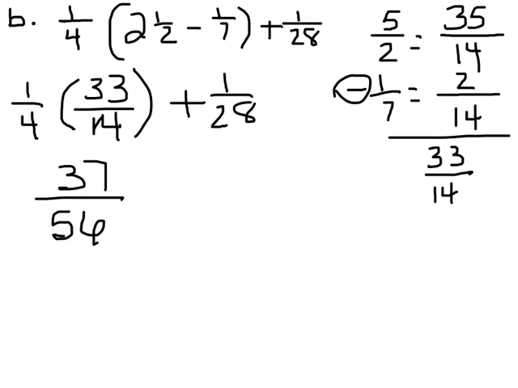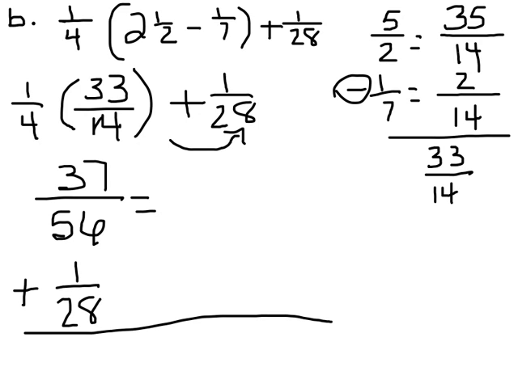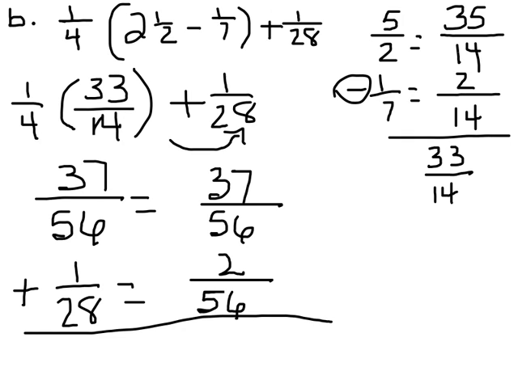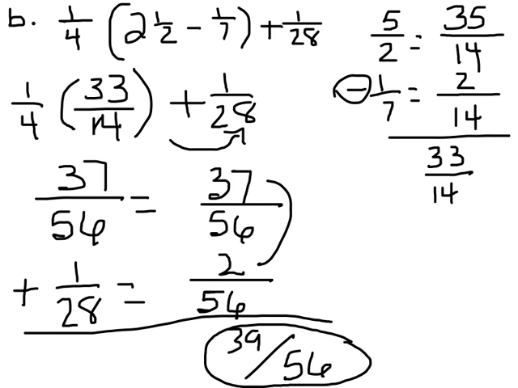Now we're going to come in and add this 1/28. Now I know that the common denominator for these two is going to be 56, because 28 times 2 is 56. So that becomes 2/56. This stays 37. When we add 37 and 2, we get 39/56, and that is our final answer.